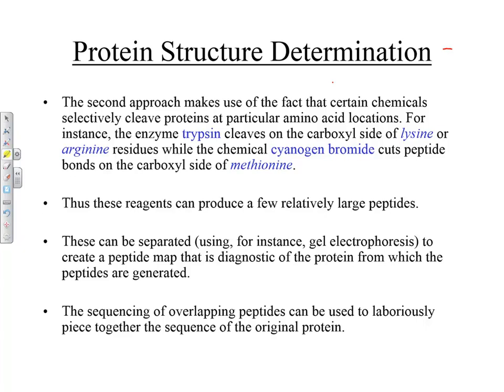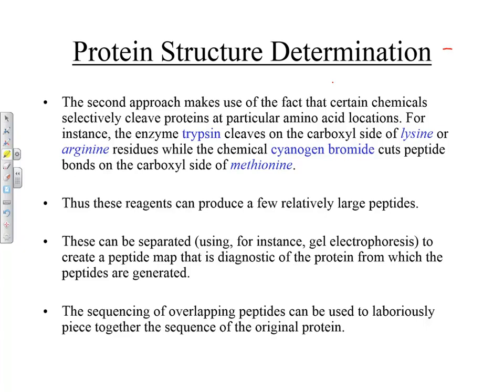Similarly, there is another reagent called cyanogen bromide, which will cut peptide bonds on the carboxyl side of methionine. This is another amino acid. And probably there are more enzymes available. So instead of trying to get the amino acid sequence for the entire protein in one shot, you could take one sample and treat it with that reagent, trypsin. That'll produce smaller peptides. And then run them through gel electrophoresis. Do the same thing with other reagents, for example, cyanogen bromide. Do it again, you'll get another map.